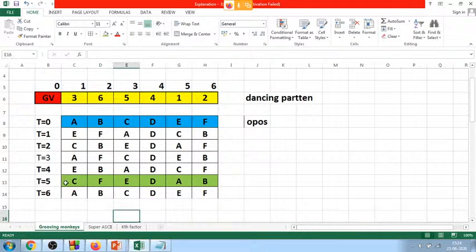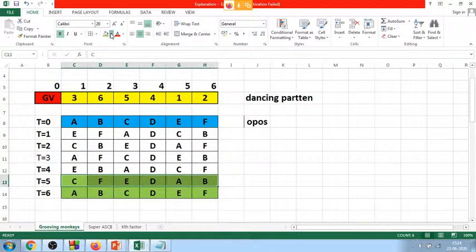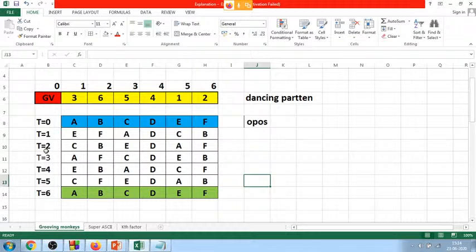So right now we are going to check whether your original and the 6th position are the same. Whether these two are the same. Clear? So after 6 seconds we can find out that these monkeys are coming to the original position. This is the actual question. Let us see how we are going to solve this. I hope everyone is clear with the question. This is the dancing pattern.